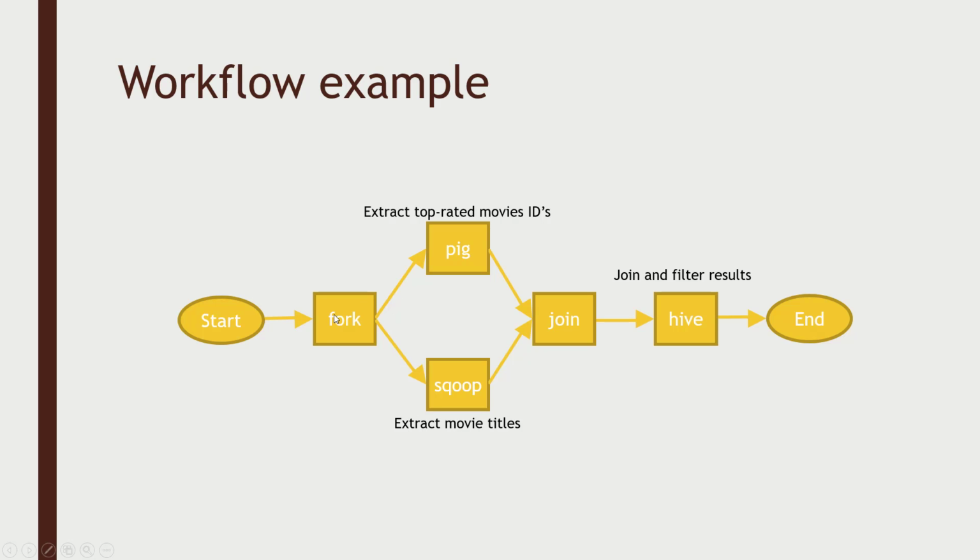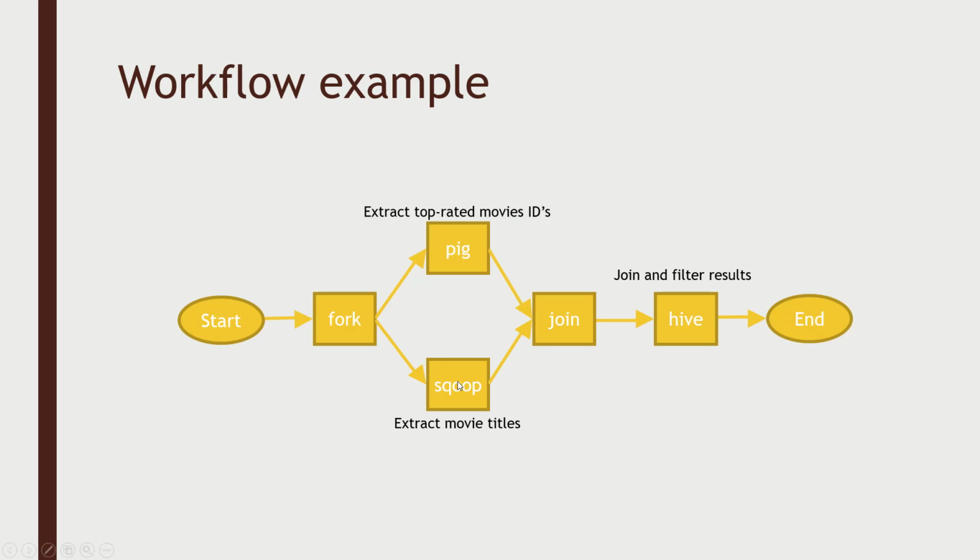So I might start with a fork node that says go kick off a Pig action and kick off a Sqoop action at the same time. And maybe these are extracting data from two different sources that I need for my larger workflow. Like maybe I'm getting the top-rated movie IDs from Pig, and I'm extracting movie titles out of some MySQL database via Sqoop at the same time.